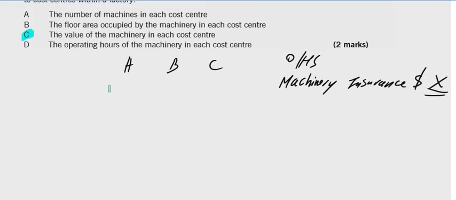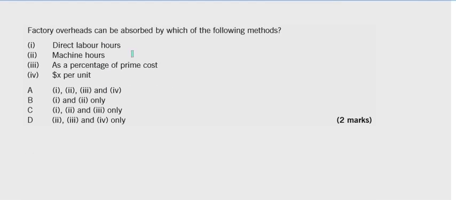Moving on. Factory overheads can be absorbed by which of the following methods? Direct labor hours, okay. Machine hours, yes. As a percentage of prime cost, yes. Dollars per unit, yes. So all of them are correct. That's why the answer for this will be A.